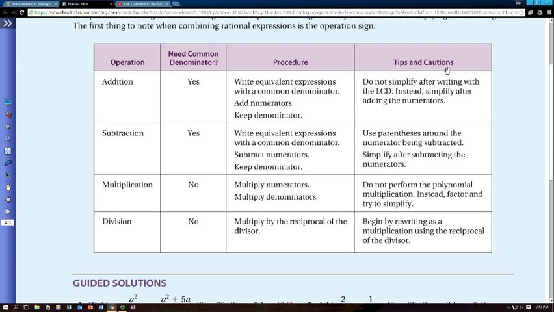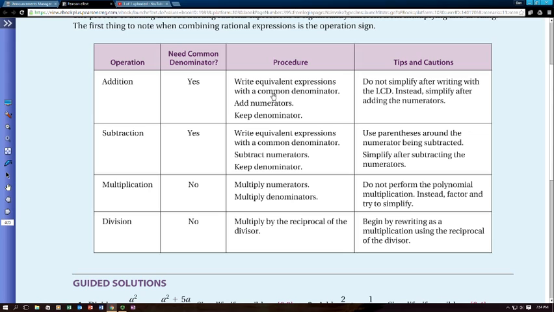These tips and cautions here: do not simplify after writing each LCD. Instead, simplify after adding the numerators. And we talked about that a little bit with the addition and subtraction. Remember why we're creating a common denominator is that we want to make sure we have this same size item. If you're thinking about fractions like 1/2 and 1/3, it doesn't make sense to add these two things to say how much pizza do I have. I have a half pizza and a third of a pizza.